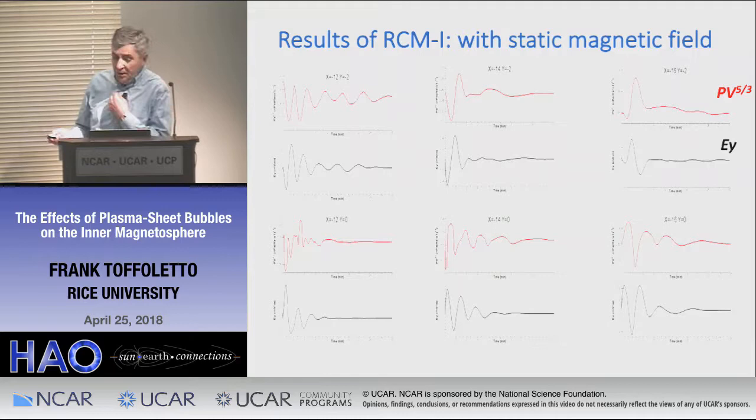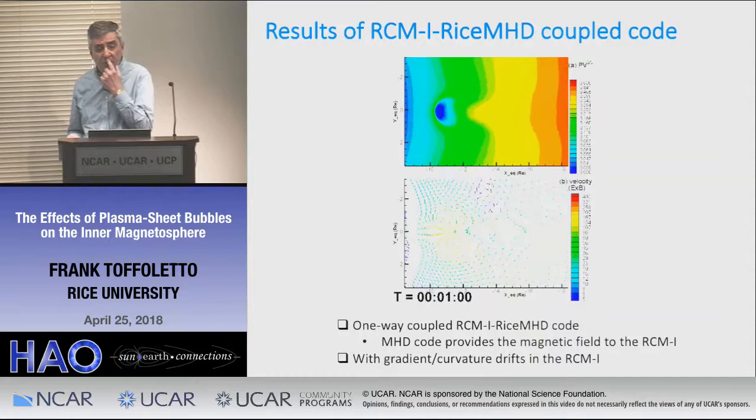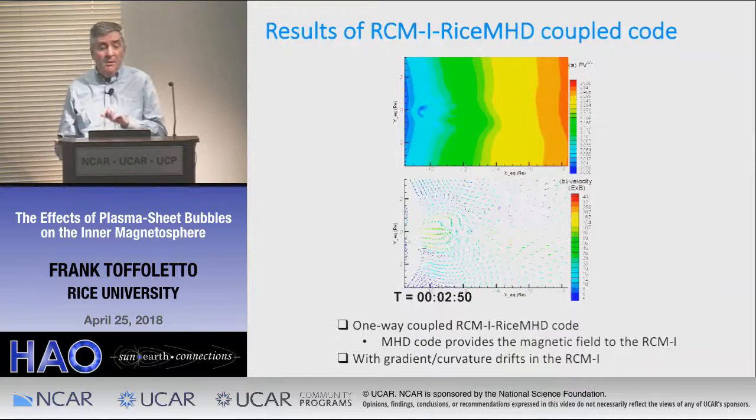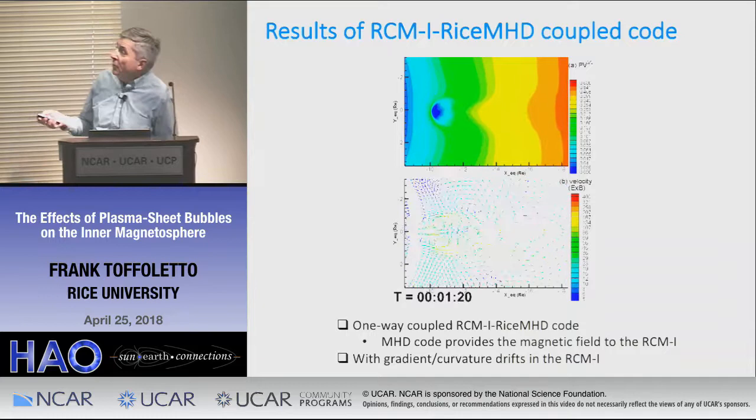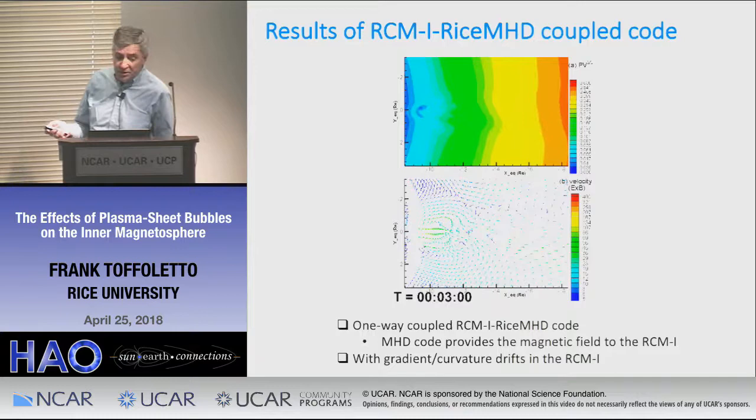We've gone one step further and then added a background magnetic field, which is based on an MHD code that we've developed, where now the magnetic field is actually being provided by an MHD code, which also includes the effect of a bubble. So you're basically trying to get a calculation. And this shows the motion of the bubble as it moves in, goes into the inner magnetosphere, reaches its equilibrium point, and again oscillates. If you look at the flow vectors, you actually do see this kind of vortex-type structure.